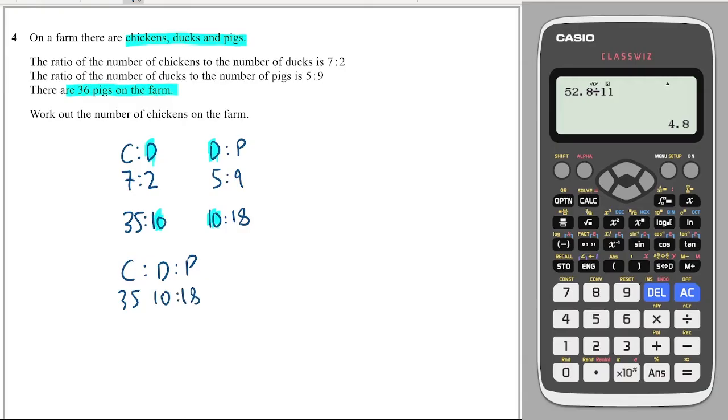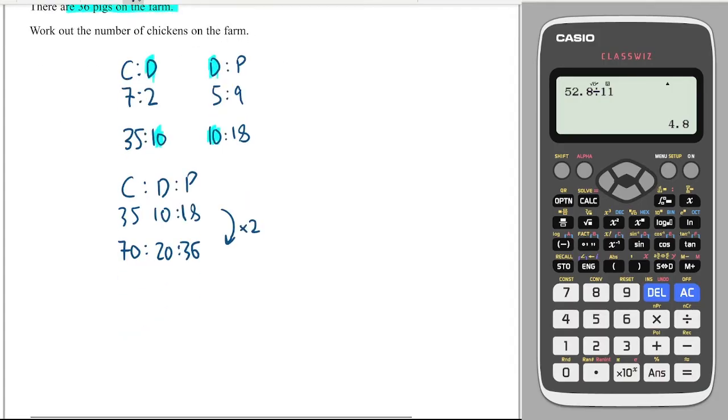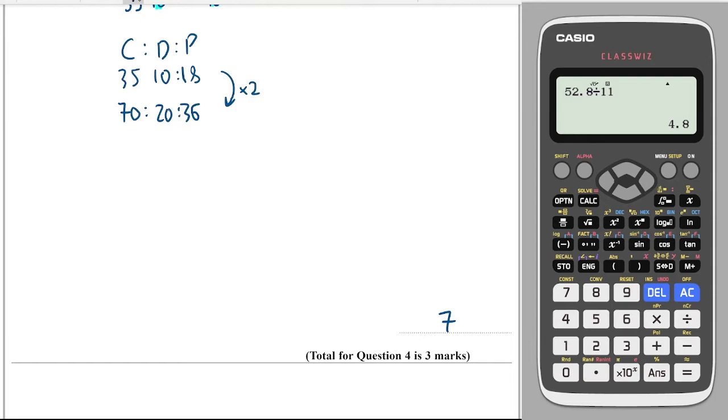And I know that the pigs, there are 36. So if I multiply this by 2, that will be nice and neat, because that will give me 36 pigs, 20 ducks and 70 chickens. So the answer is 70, the number of chickens.